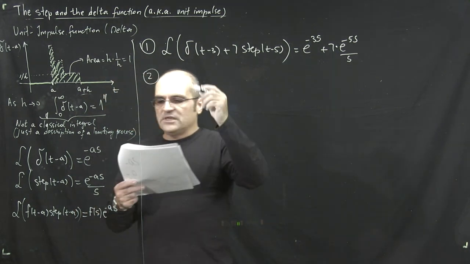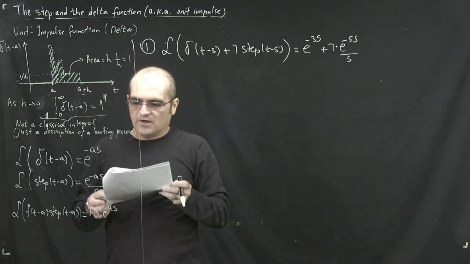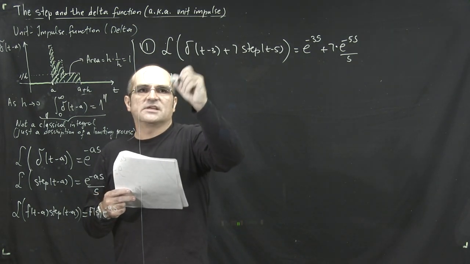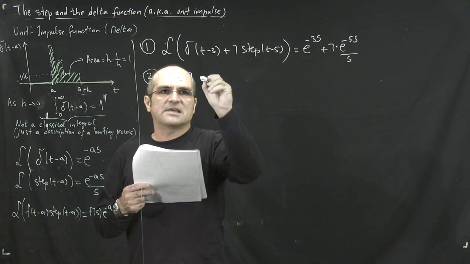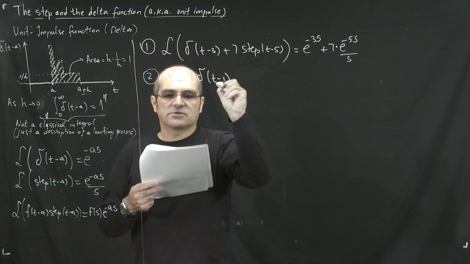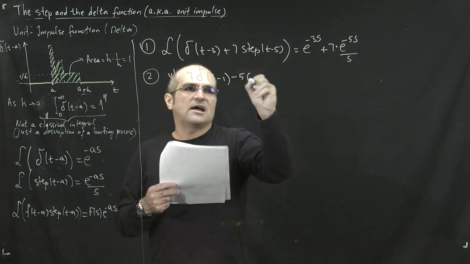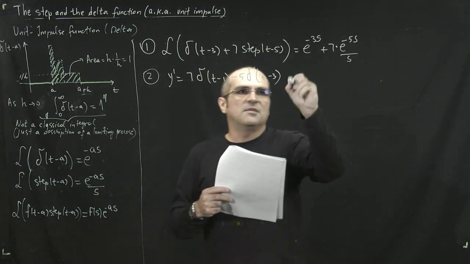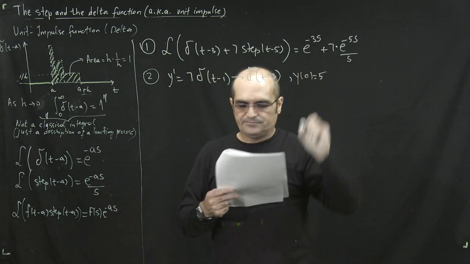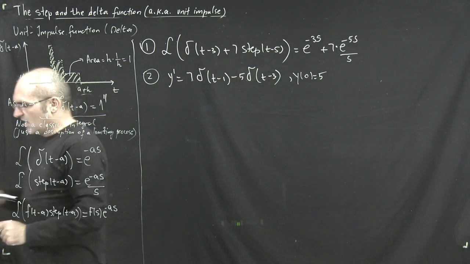Now let's actually deal with some ODEs, some differential equations involving the delta function. So let's start with a simple first order ODE. Let's say y prime equals 7 delta of t minus 1 minus 5 delta of t minus 3, and in the beginning y of 0 equals 6.